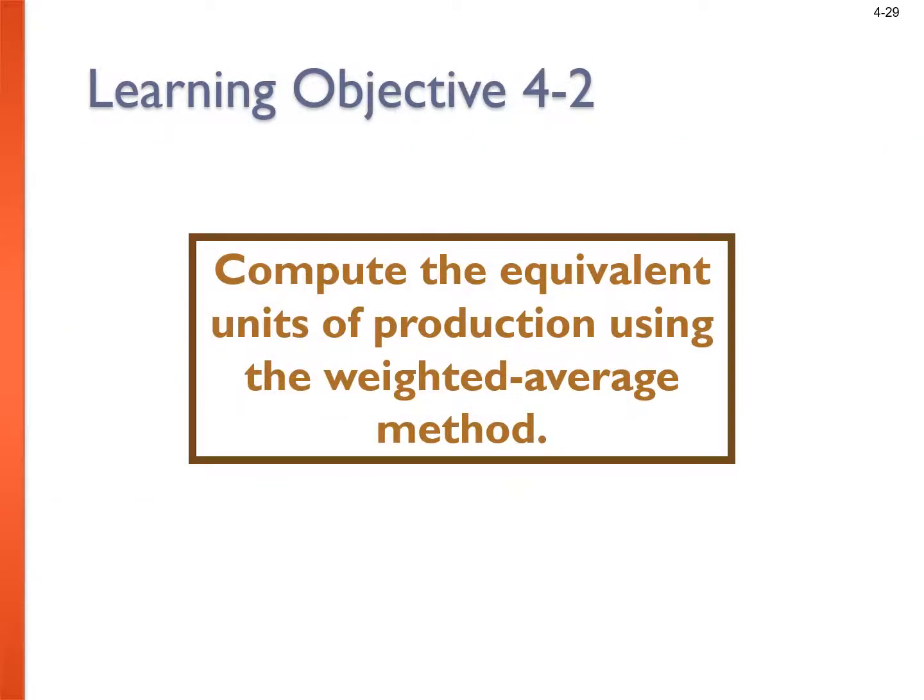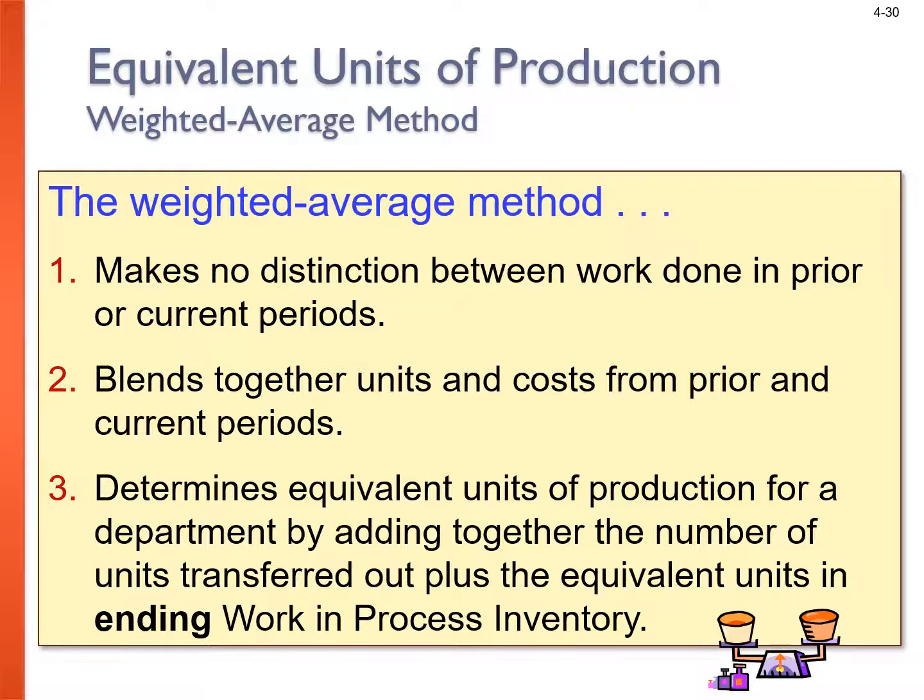So let's take a look at how we would determine the equivalent units of production using this weighted average method. First of all, the weighted average method makes no distinction between work done in prior or current periods. So it ignores that. It blends together units and costs from prior and current periods.